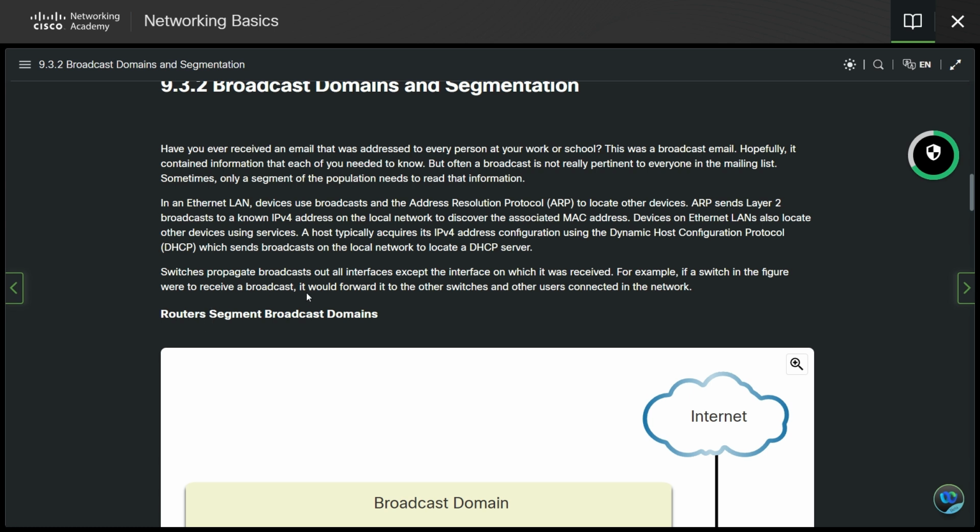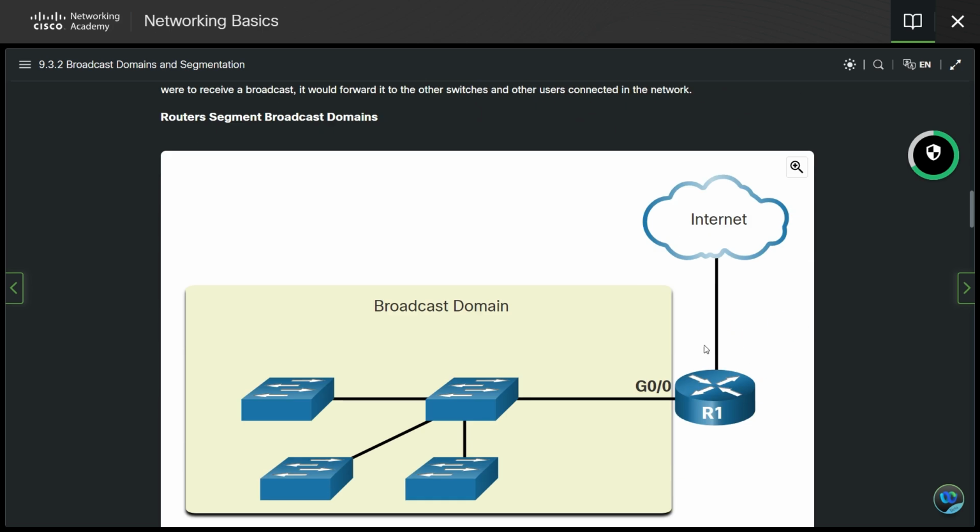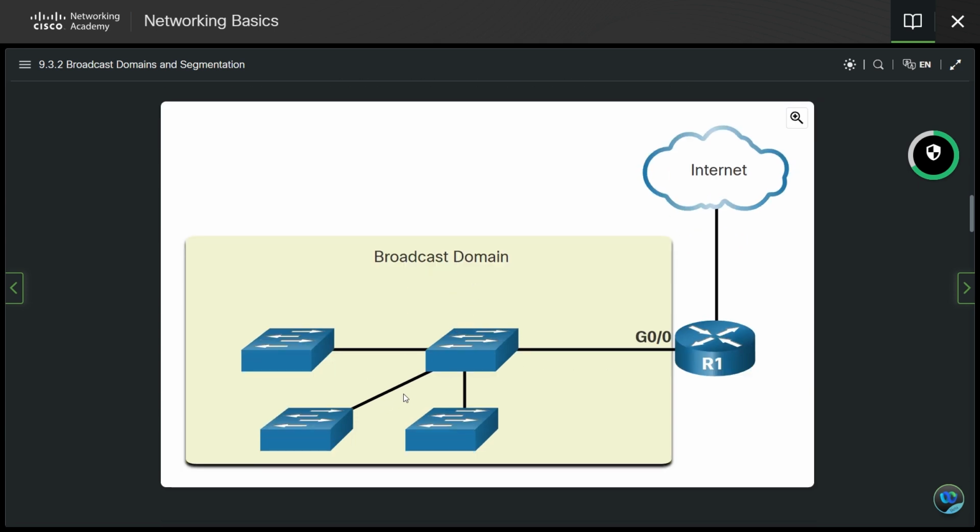I repeat, switches propagate broadcasts out all interfaces except the interface on which it was received. For example, if a switch in the figure were to receive a broadcast, it would forward it to the other switches and other users connected in the network. In this case, it is connected to router 1 and router 1 is connected to the internet. And the broadcast domain is the switch, the switch, the switch, and the switch.